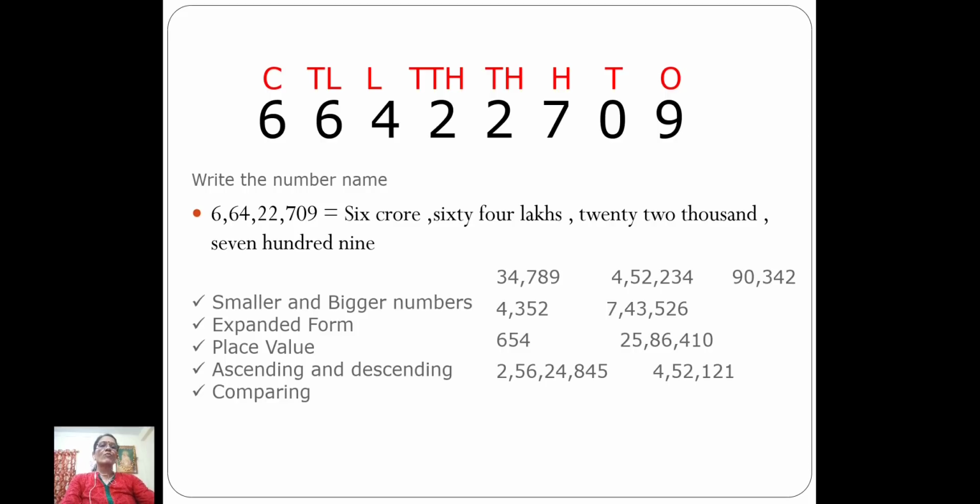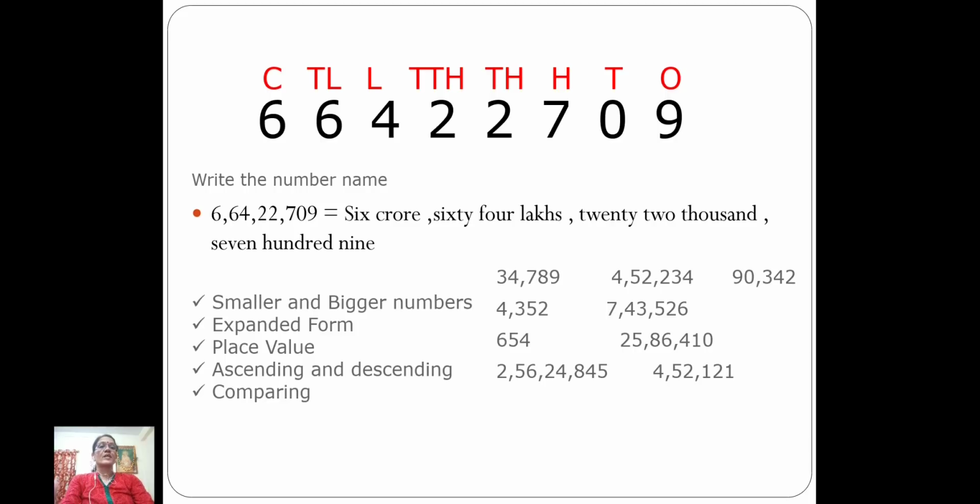Okay, if I take 4352 and the next number I take 654. Yes, you all know which is the biggest number here. 4352, right? Okay, I take the last numbers here. I take the 2 crore number, 2 crores 56 lakhs 24,845, and next number I take 4,52,121. Which place is that 4 now? Any guesses? Yes, 1, 10, 100. Then 2 is in 1000, 5 is in 10,000, and 4 is in lakhs, and this is in crores. So naturally, which is the bigger number here? 2 crore. And which is the smallest? The next number, 4,52,121 is the smallest, right?